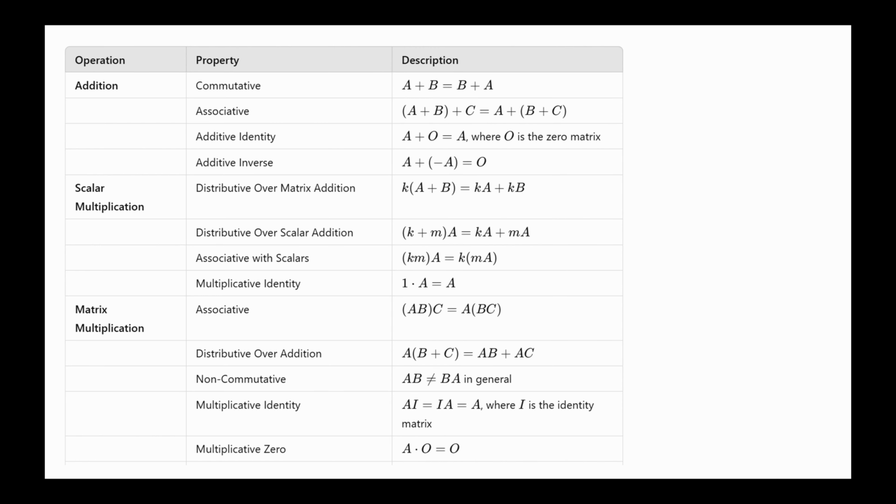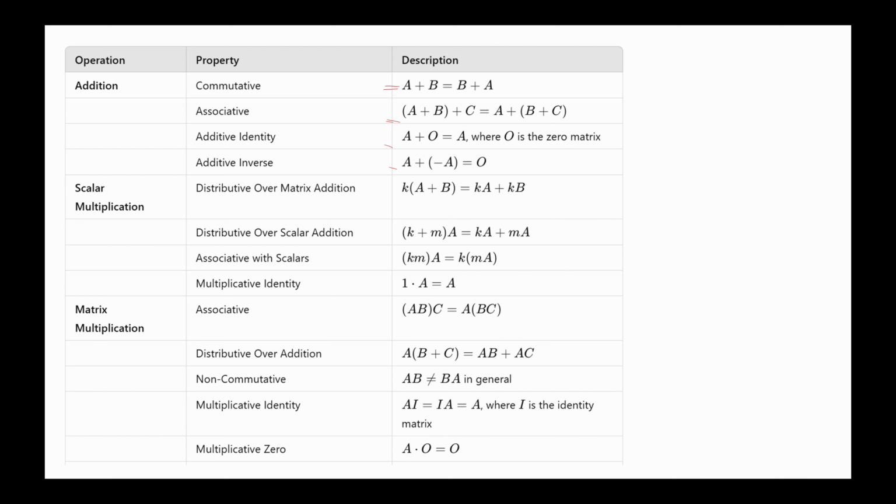Now talking about a few properties of these algebras that we have studied. First of all, for addition, it is a commutative property. A plus B is equal to B plus A. Associative remains the same. Additive inverse, A plus minus A gives us 0. Now for scalar, k times (A plus B) gives us kA plus kB.